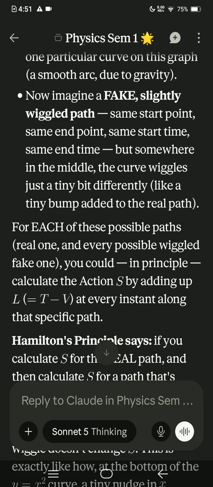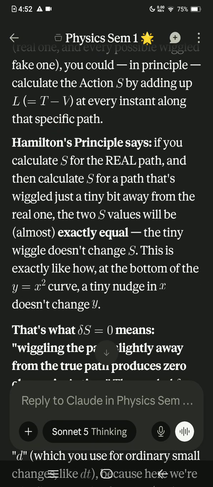For each of these possible paths, the real one and every possible wiggled fake one, you could in principle calculate the action S by adding up this at every instant along that specific path. Hamilton's principle says if you calculate S for the real path and then calculate S for the path that's wiggled just a tiny bit away from the real one, the two S values will be almost exactly equal.